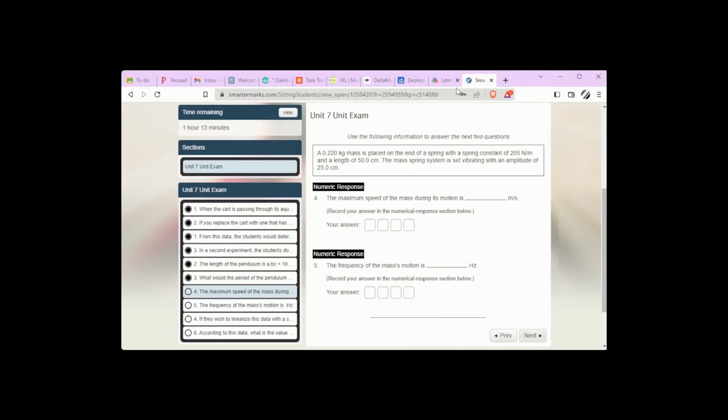Okay, so our x here is 0.25 meters. Our mass is 0.220 kg. And our spring constant k is 205. Work all that out, we get 7.63 meters per second.